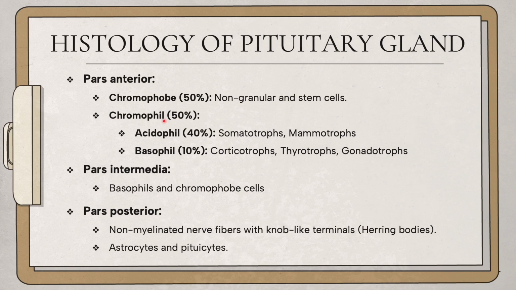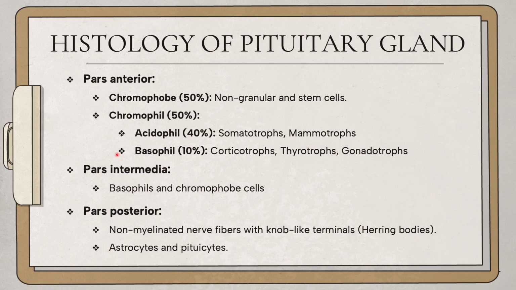On the histology of this pituitary gland, various types of cells are present in the pars anterior and pars intermedia. Those which take stains are the chromophil cells, and they are 50% in distribution. And those which do not take stain are chromophobe cells, and they are 50% in distribution. They are non-granular and stem cells. The chromophil cells are either acidophils, that is pink in color, or basophils, that is blue in color, in hematoxylin and eosin staining. The acidophil cells are somatotropes and mammotropes, whereas basophils are corticotropes, thyrotropes, and gonadotropes.